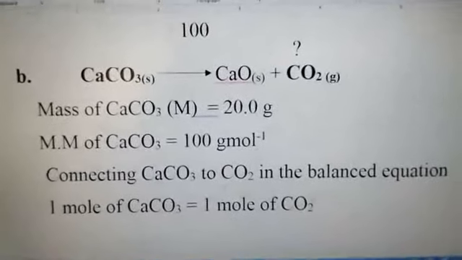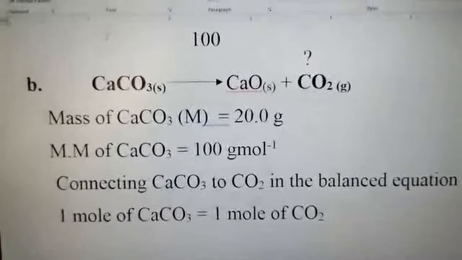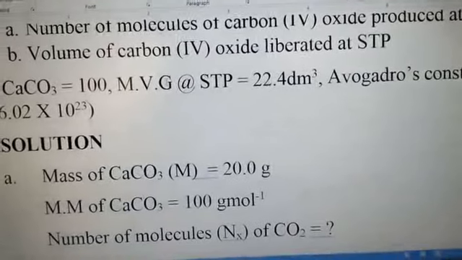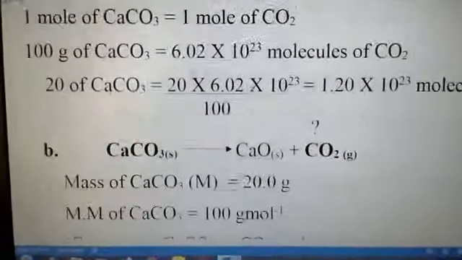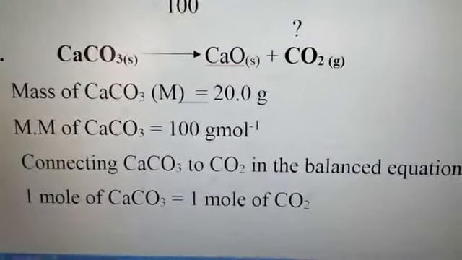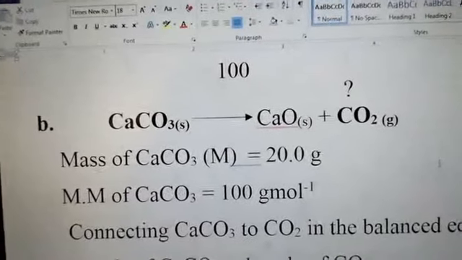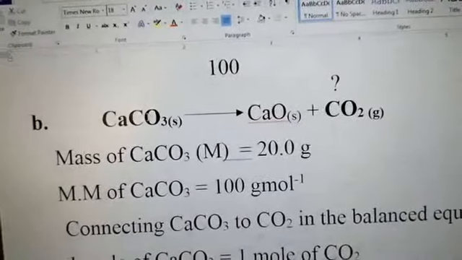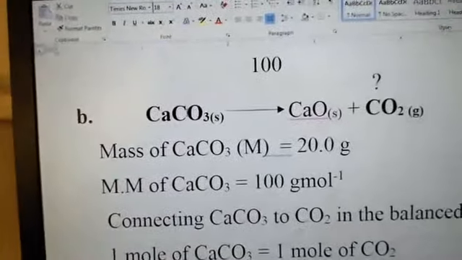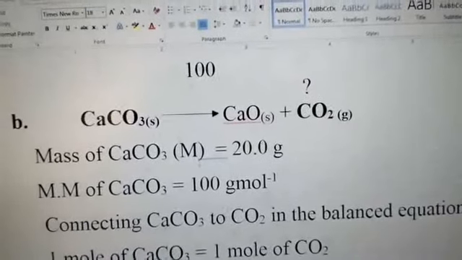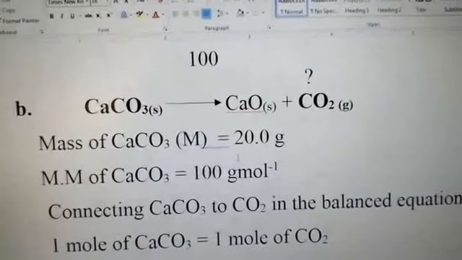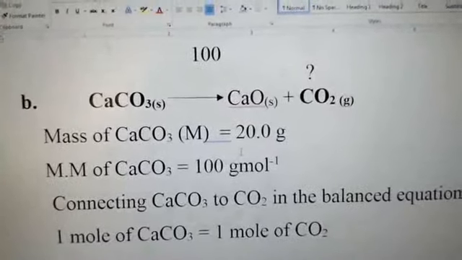Going to question B. Question B says we should find the volume of CO2 liberated at STP. So for question B, we'll go back to the equation. Now we're looking for CO2, so I have the question mark on CO2, and then calcium carbonate, the mass was given to you already, 20 grams, given to you in the equation. You're going to connect the known calcium carbonate to the unknown, which is CO2. The mass of calcium carbonate is given to us already in the equation, as mentioned before, 20 grams. The molar mass of calcium carbonate is given to us, 100 grams.